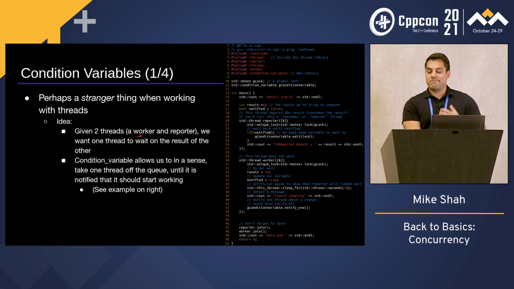Okay, so the worker is going to do some work, update a value somewhere, and then the reporter is going to say, okay, I'll print out what that value is. The condition variable allows us to, in a sense, take one thread off the queue and have it just wait until it's received a result. It'll get notified, a sort of flag will be waved and say, okay, I've got my result.